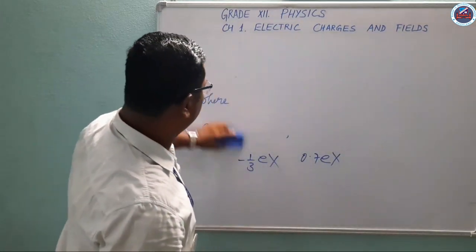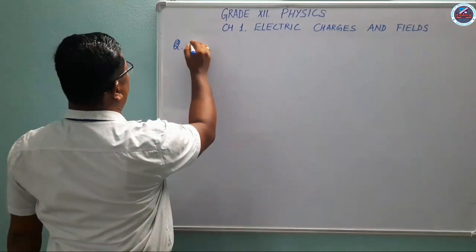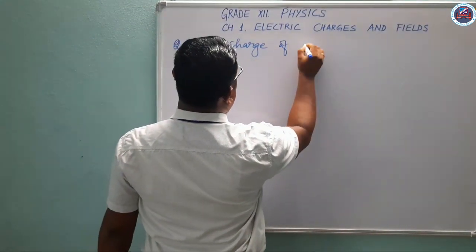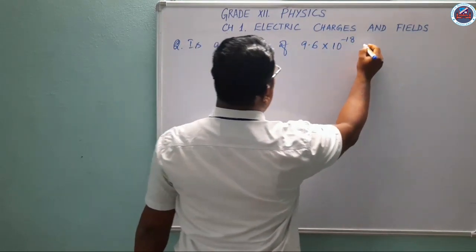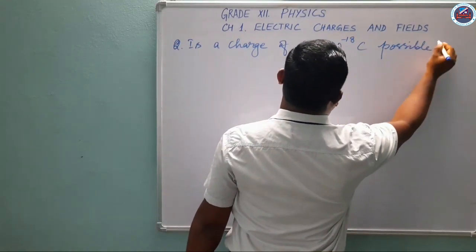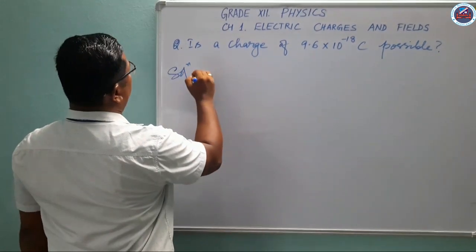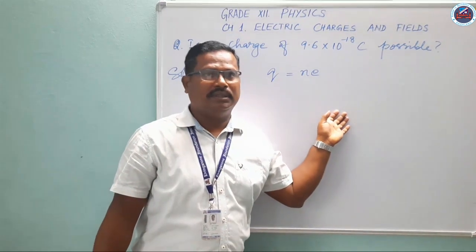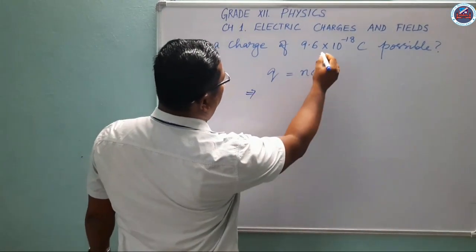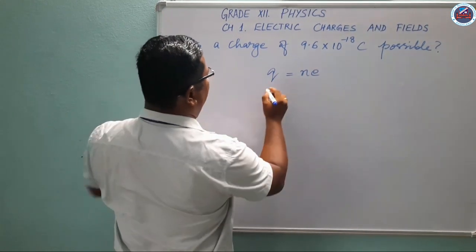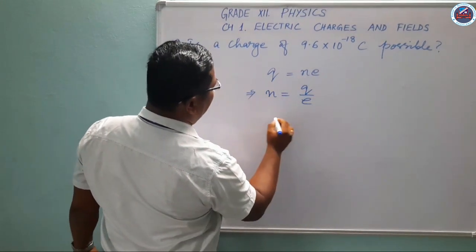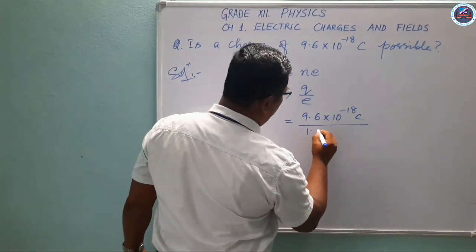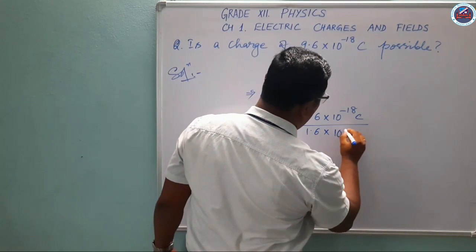Sometimes you may get a question like this. Is a charge of 9.6 into 10 to the power minus 18 coulomb possible? If this type of question comes, then what you have to do is use this formula from quantization of charge. Here we are not interested in plus and minus, as we are going to find the number. n, as you are going to find, you can write Q by e. Then Q is 9.6 into 10 to the power minus 18 coulomb divided by e, the basic unit of charge, 1.6 into 10 to the power minus 19 coulomb.